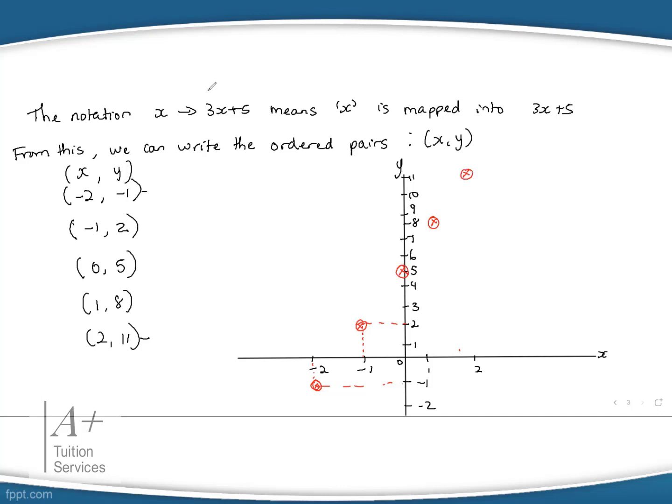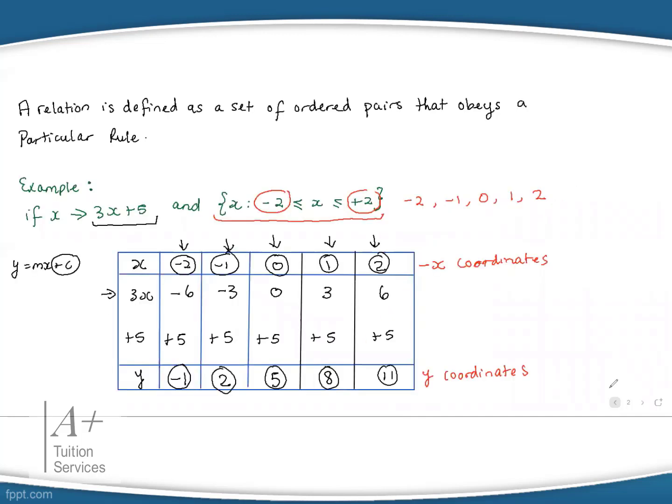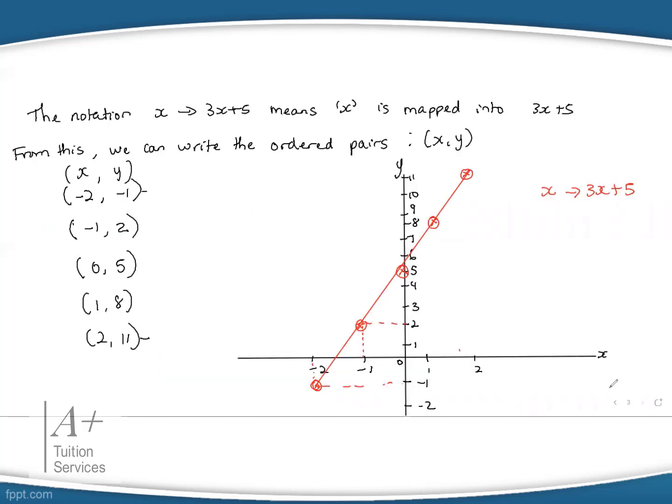And when we connect the points, you should get a straight line. Now, not all the time you'll get a straight line. Your graph will depend, but this one I got a straight line. And in this graph now, I can write x is mapped on to 3x plus 5. Okay, so this is how we go from determining a relation in which x is mapped on to 3x plus 5, and then I could go further and plot my graph.